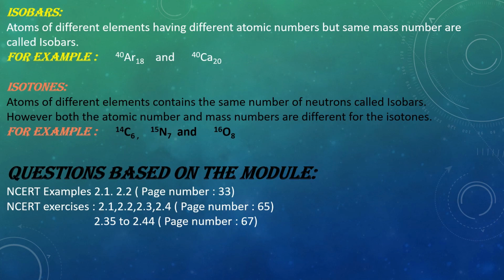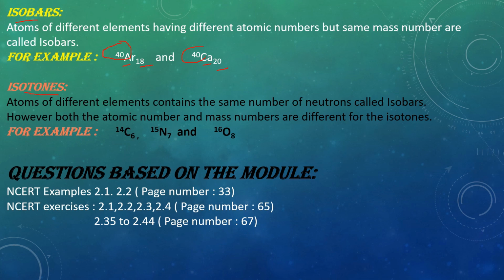Now the next is isobars. Isobars are the atoms of different elements having different atomic numbers but same mass number. For example, argon and calcium. Argon is having atomic number 18, calcium is having atomic number 20, but both are having similar mass, that is 40. Now the next is isotones.